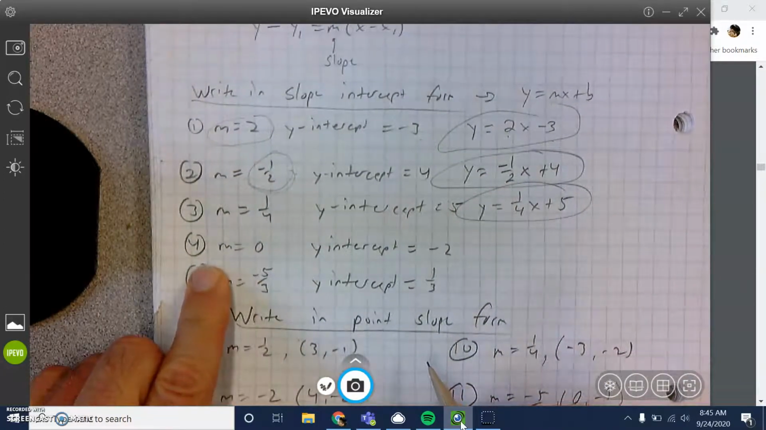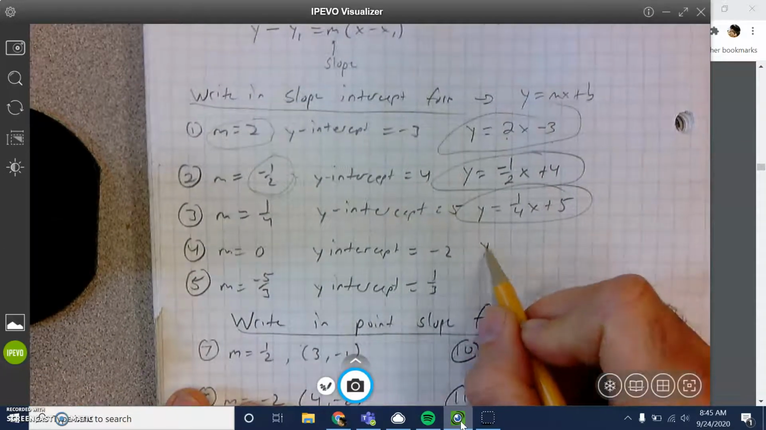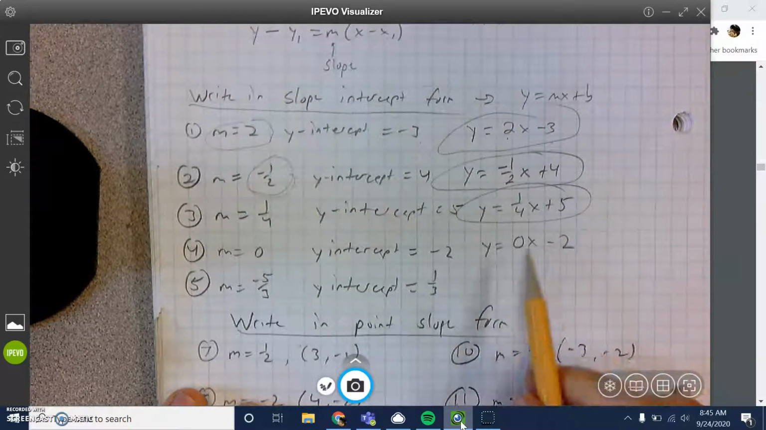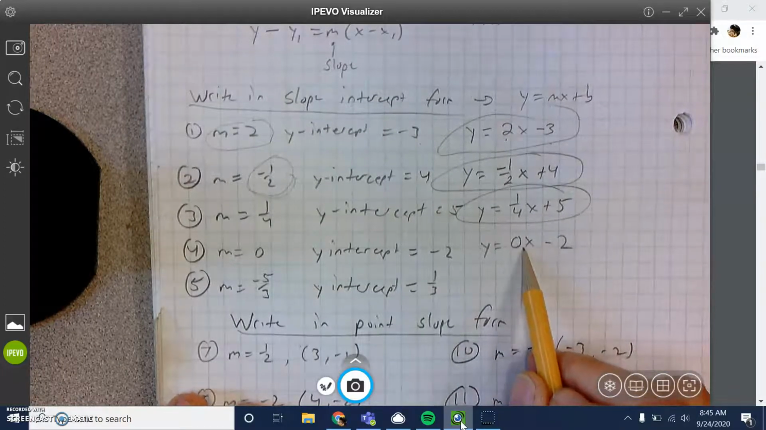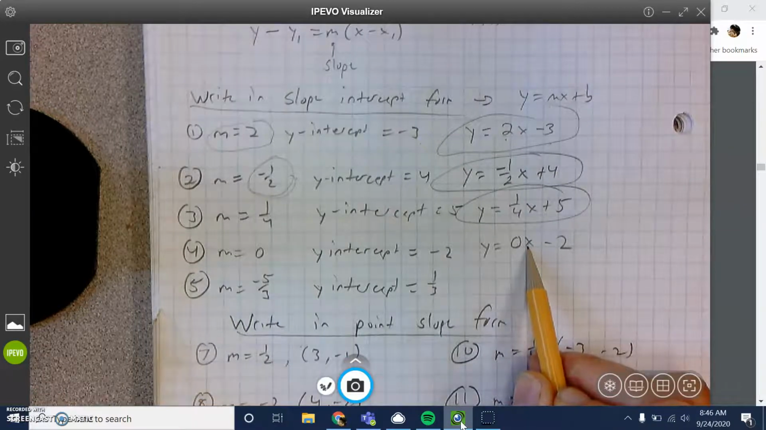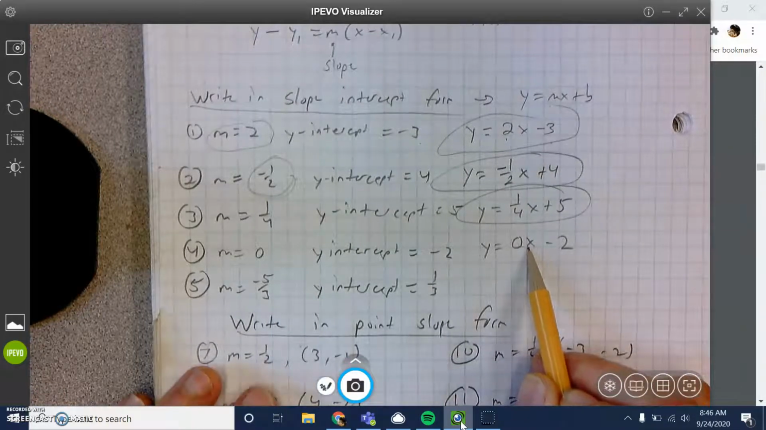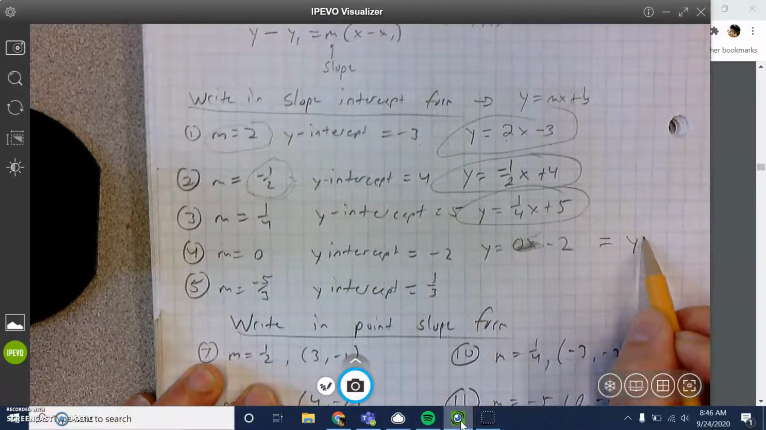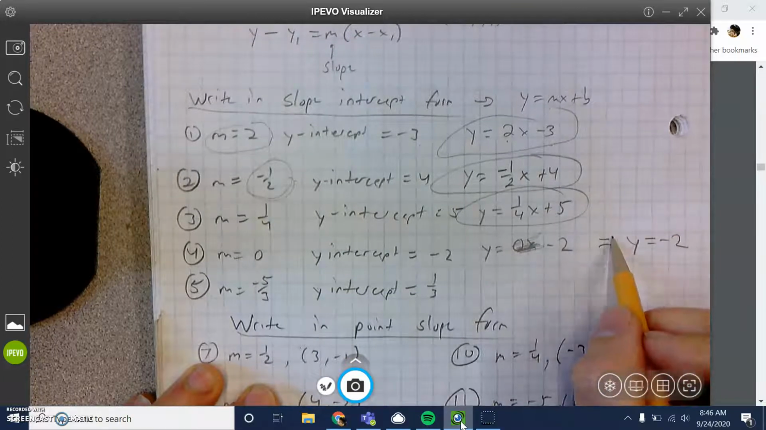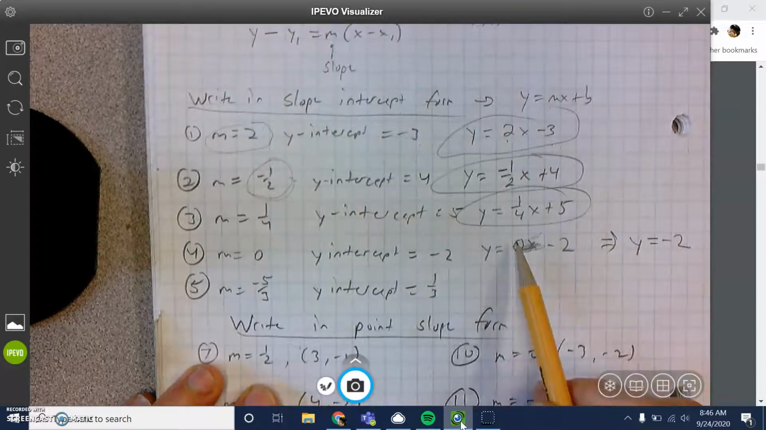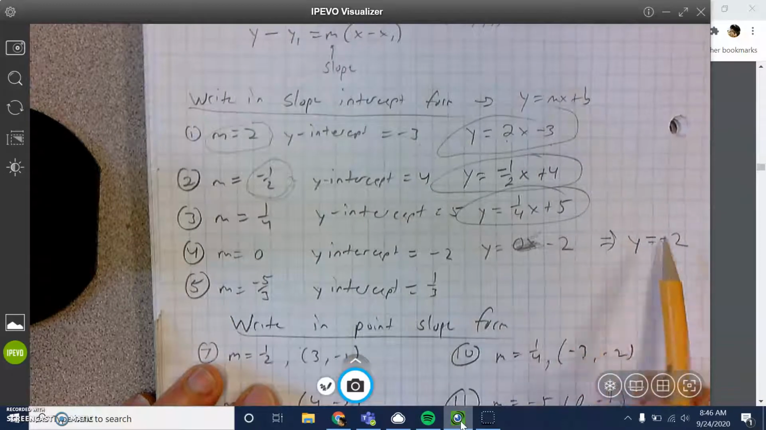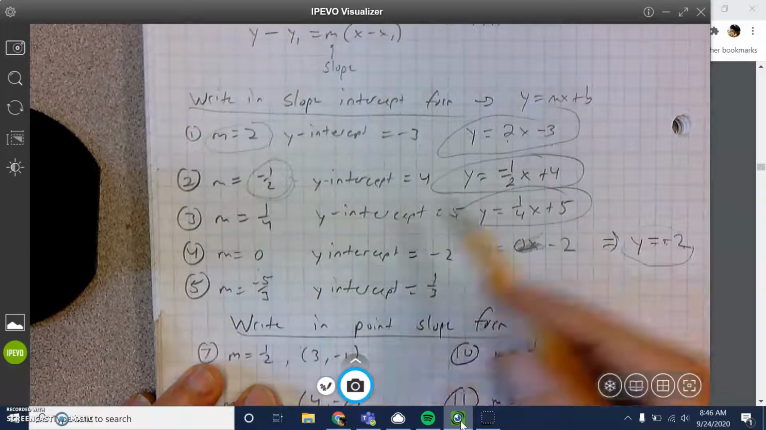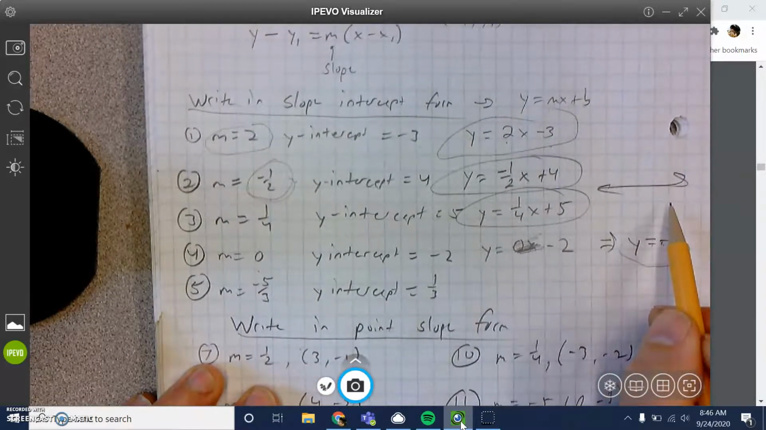Try this one. Number 4, pause the video. Cool. y equals 0x minus 2. Now you can simplify this a little bit because 0 times anything is 0. Like 0 times 10 is 0. 0 times 100 is 0. 0 times whatever x is 0. So this is gone. Another way to write this is y equals negative 2. So either 0x minus 2 or y equals negative 2, both are acceptable. You may see it like this. And when you see something like this, you've got to know it has 0 slope, which means it goes horizontally. That's 0 slope.